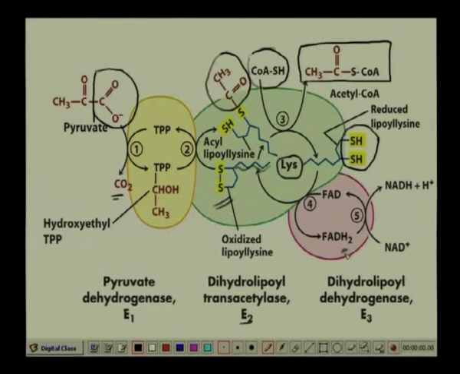What must happen in this case? FADH2 has to get back to FAD. So, what comes into the picture then? NAD plus. NAD plus then acts and picks up the hydrogen. Fine. So, that is basically the whole procedure that gets from your pyruvate to your acetyl-CoA. This acetyl-CoA is now going to enter the tricarboxylic acid cycle. Okay.